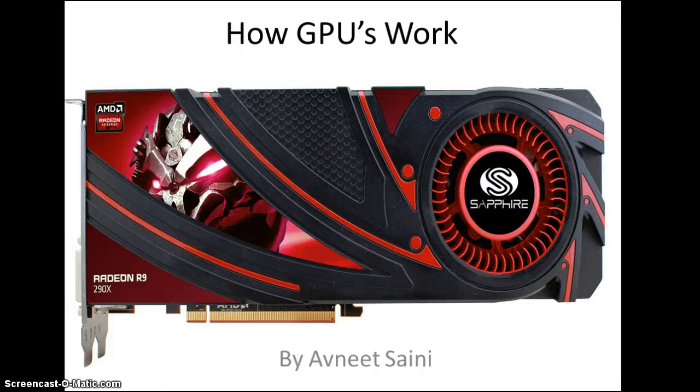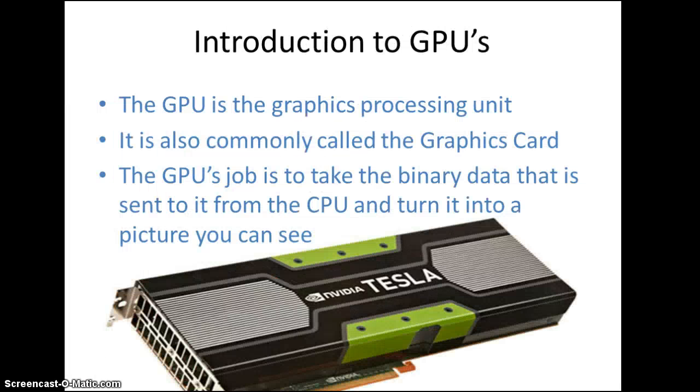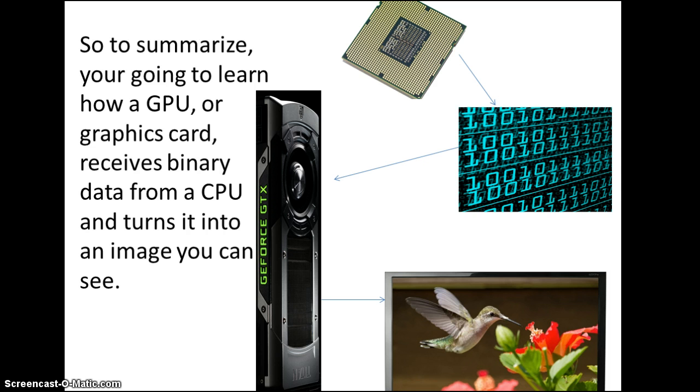How GPUs work. To understand how GPUs work, one must first know what a GPU is and what it's used for. A GPU, or graphics processing unit, is a specialized electronic circuit that takes binary data, the 1011 computer language, from the CPU and turns it into a picture you can see. So to summarize, you're going to learn how a GPU, or graphics card, receives binary data from a CPU and turns it into an image you can see.